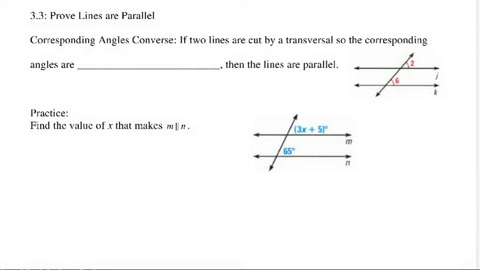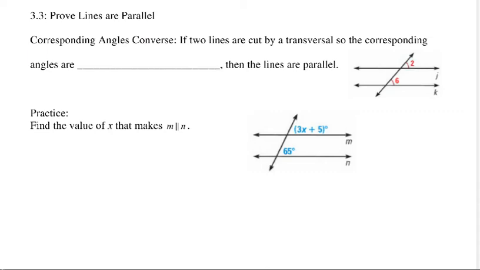This video is going to be very similar to 3.2, except we're starting with the opposite pieces. In 3.2, we started with the fact that if we knew that the lines were parallel, then the angles would be congruent or supplementary. In this case, we're starting first with the fact that we know that certain types of angles are congruent, and then that tells us that the lines are parallel. So it's starting with the opposite piece, and these are called converse statements because they're going the opposite order.